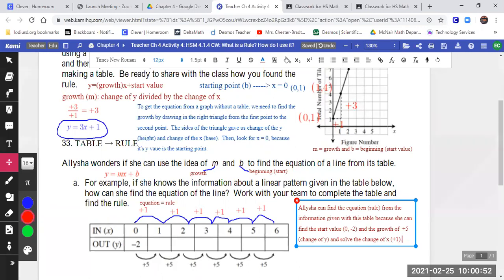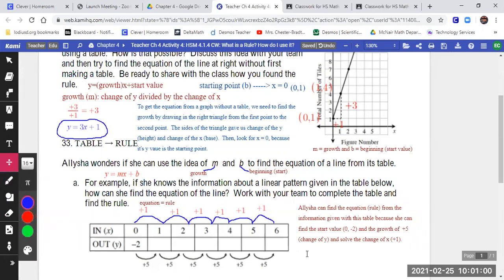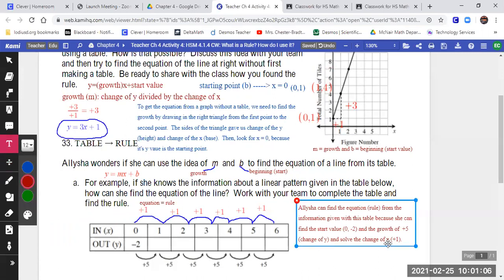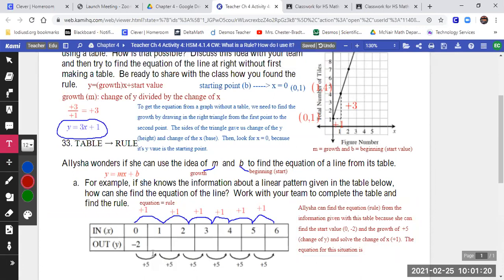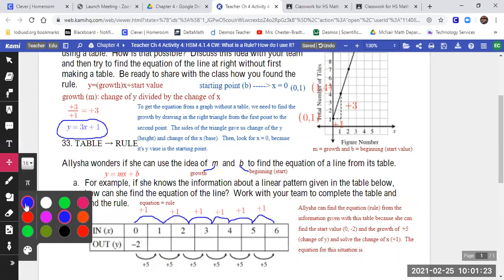We good? We understand? So now we're going to do it. What's the equation? We solved the change in y, we solved the change in x. We need the equation now. What are we going to say the equation is? The equation for this situation is, what is the equation? What was the growth? What was the change? Make the equation. Y equals what?